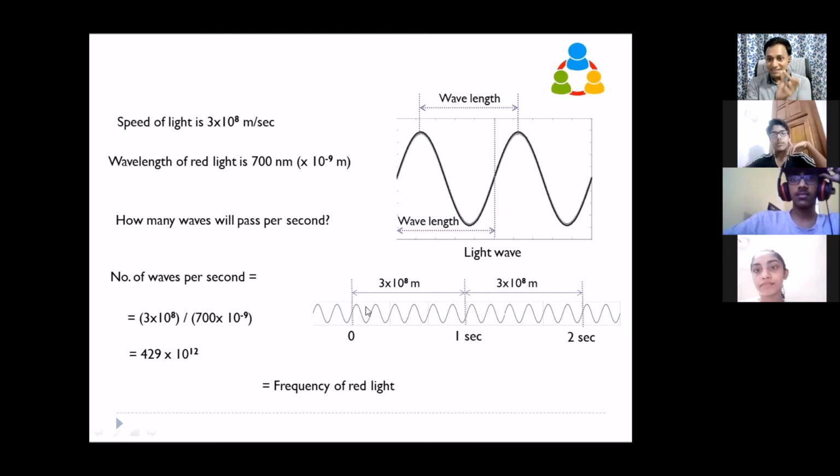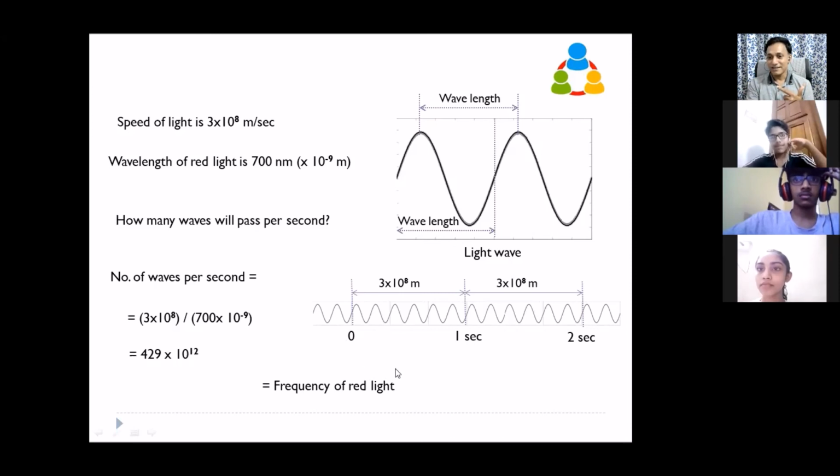So if your wavelength is less, that means the number of waves passing in 1 second, the frequency, is more. But your speed is the same. Your speed has nothing to do with this.